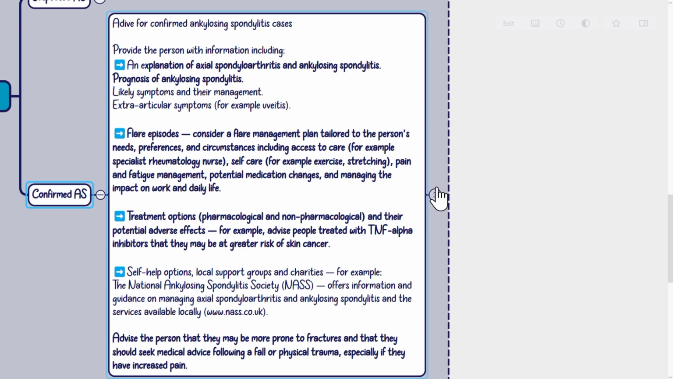Self-help options, local support groups and charities, for example, the National Ankylosing Spondylitis Society, NASS, offers information and guidance on managing axial spondyloarthritis and ankylosing spondylitis and the services available locally. www.nass.co.uk. Advise the person that they may be more prone to fractures and that they should seek medical advice following a fall or physical trauma, especially if they have increased pain.